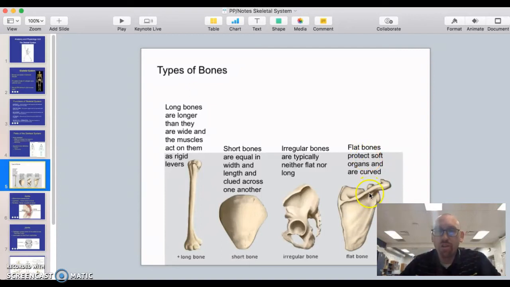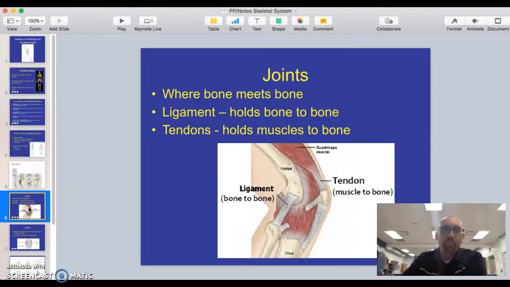And those do things like protect soft organs, stuff like that. All right. So we're going to look real quick at joints. In your skeletal system, you have joints, and joints are essentially anywhere where two bones meet, right?